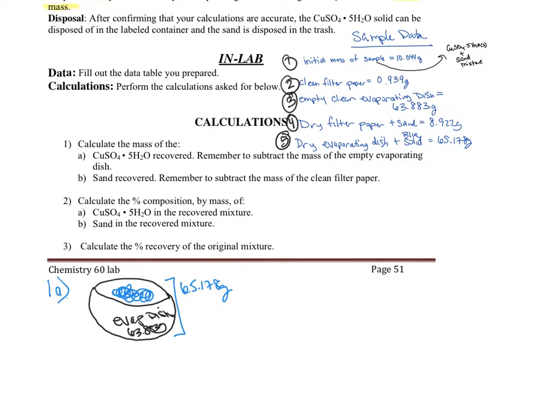So if I want the mass of just the copper 2 sulfate pentahydrate, just that solid, what do we need to do? Well, if 65.178 grams is the mass of the evap dish and the solid, and 63.883 grams is the mass of just the evap dish, we can then subtract them to get the mass of just the copper 2 sulfate pentahydrate left over.